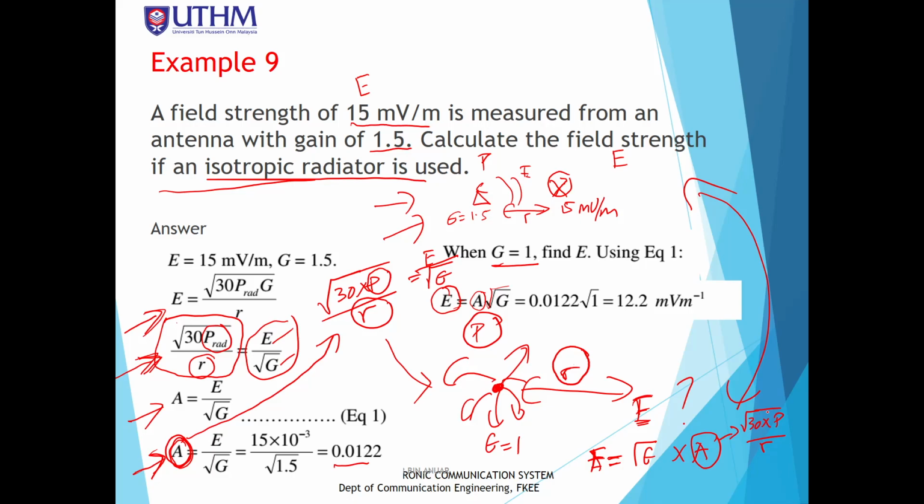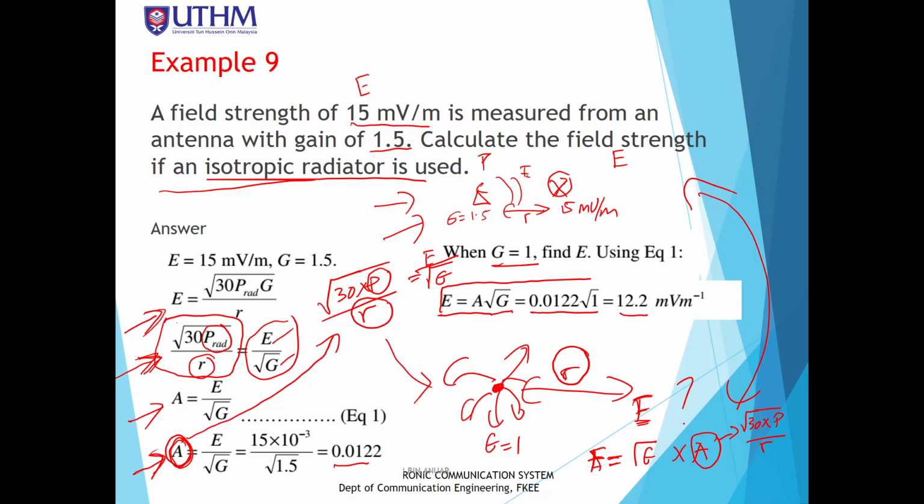So you see that from here, maybe I need to erase. Saya padam sikit supaya tidak confuse. So therefore, E field, electric field, is equal to A multiplied with square root of G. Because now we are using the isotropic antenna, isotropic radiator, the gain is equal to 1. So therefore, A multiplied with square root of 1, so we get 12.2 millivolt per meter. So we get the new E field.